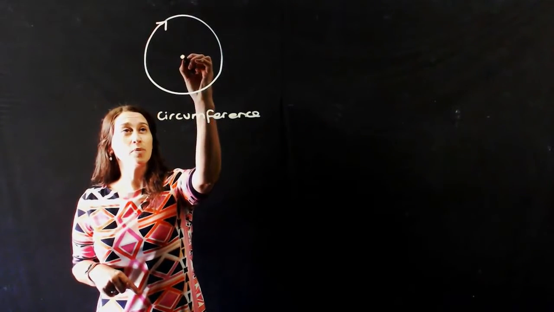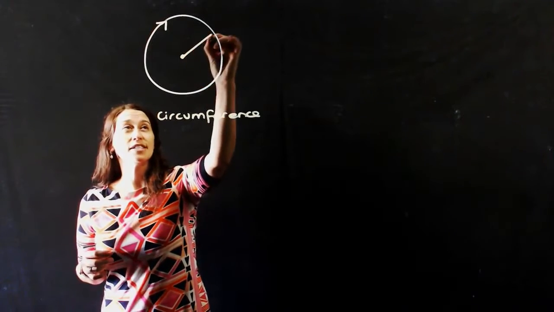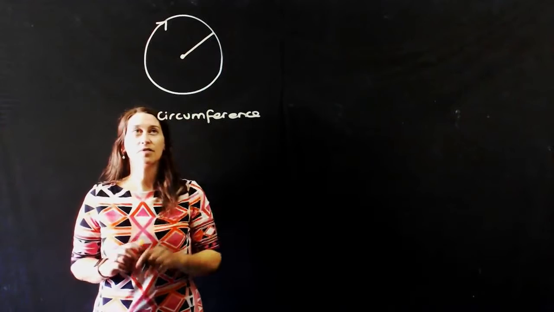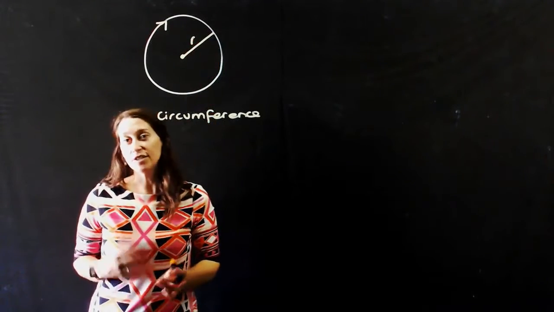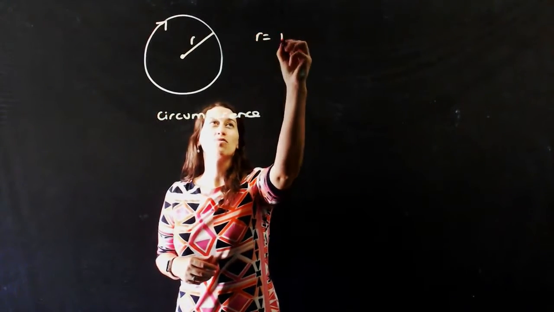The first thing we need to know about a circle is it has a centre, in which a radius is formed. And that radius is the same all the way around the outside of the circle. R is the letter usually associated with the radius of a circle. So R equals the radius.